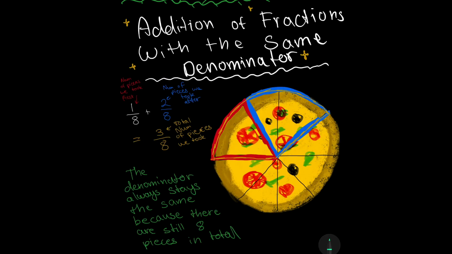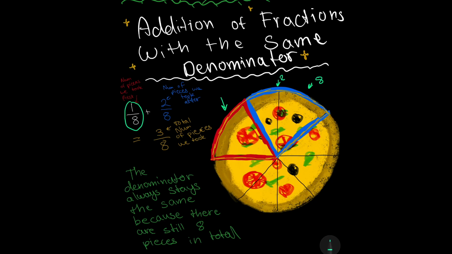Now we're going to move on to addition of fractions with the same denominators. So let's say we have the same piece of pizza and it is 8 pieces once again. So I get hungry and I take 1 piece of pizza. So what would that fraction be? Well, we already discussed it in the example. It would be 1/8. But then you get a little hungry and you take 2 pieces.